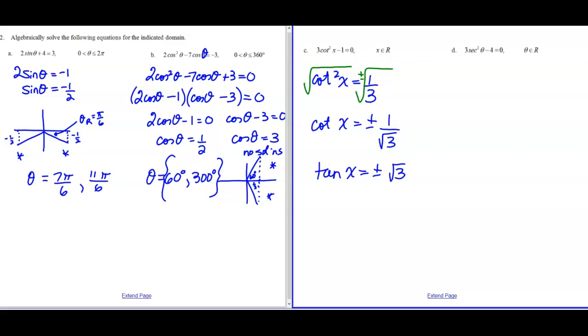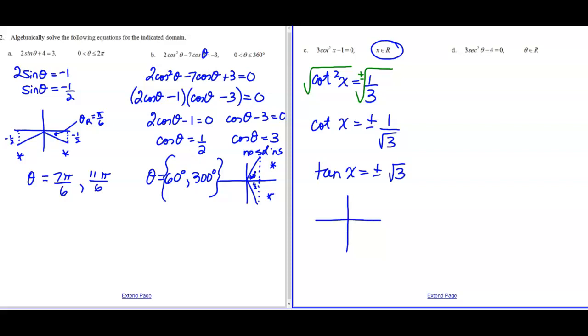Now I can solve. This says I have to give the general solution. It says x is an element of the set of reals. It doesn't specify what unit of measure, so you could use degrees or radians in this one. Okay, I'm going to use radians just because it's usually something that you have to practice a little bit more.